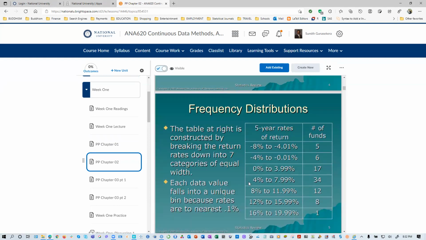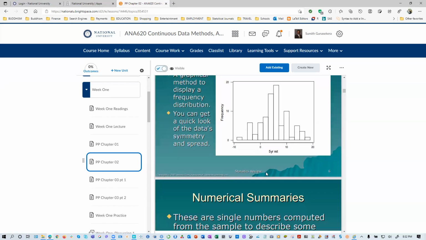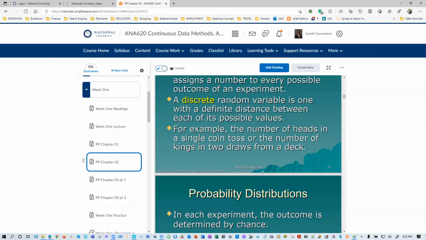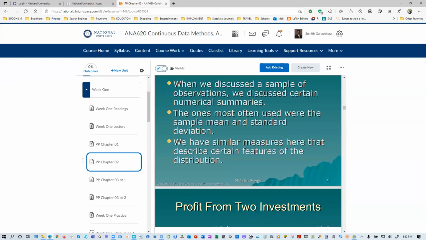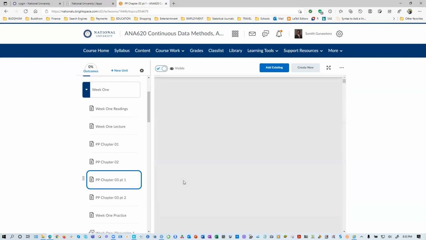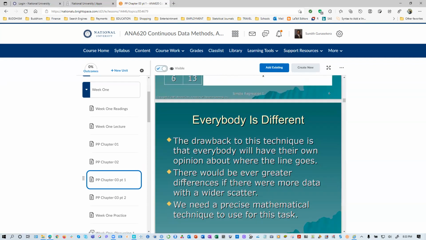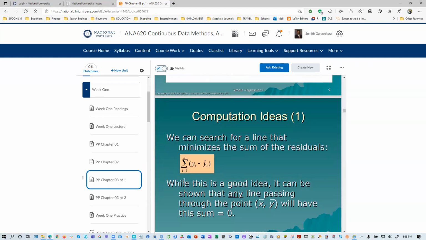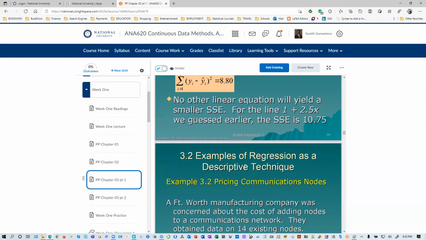you want to see which data set they use. They show 5 results of a random sample of mutual funds. It's not given over there. Just keep going. I don't think anything is available here. Maybe chapter 3, I think it's going to start from chapter 3. Yeah, there you go.